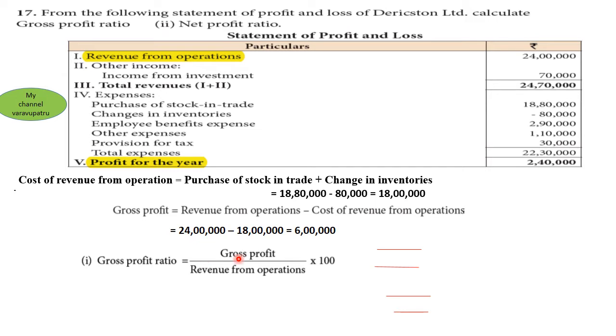Gross profit ratio is equal to gross profit divided by revenue from operation into 100. Gross profit is 6 lakhs. Revenue from operation is 24 lakhs. 6 lakhs divided by 24 lakhs into 100 is equal to 25%.